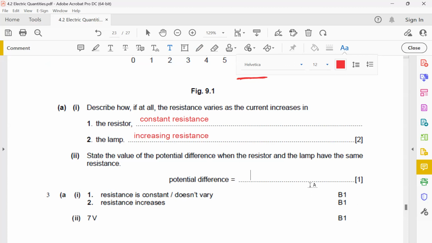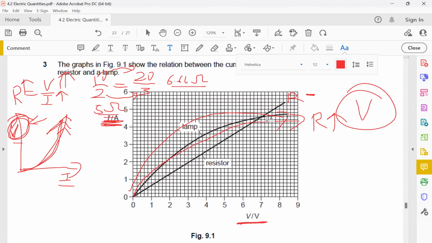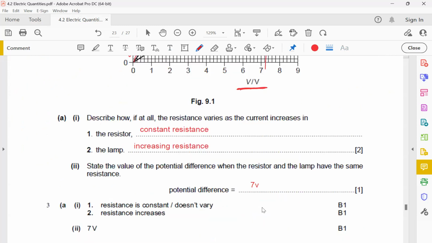And this one here is just a matter of 7 volts, guys. You can literally find it from the gradient. You know how to find this, right? Just use the V over the I times the R. Oh no, this one is not it. This one is the same resistance. Same resistance means to say this point here, guys. This one here is the same resistance, which is this same point here, which if you scroll down, it's just going to be 7 volts. Easy. And you get your free 3 marks already.